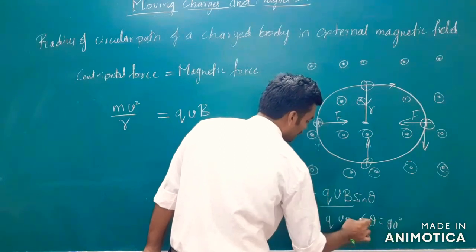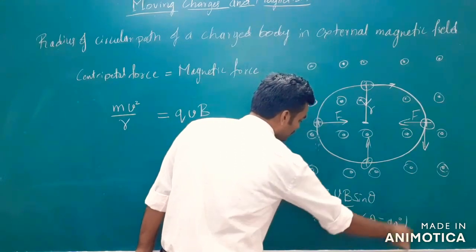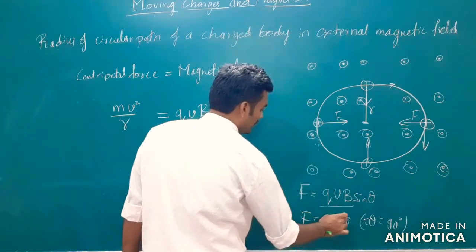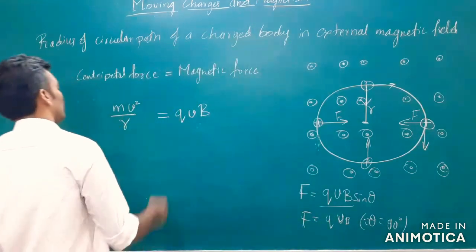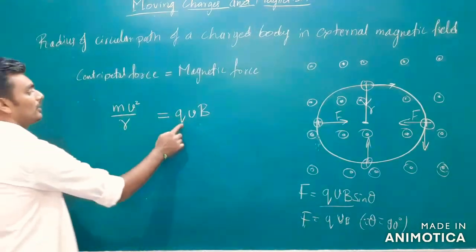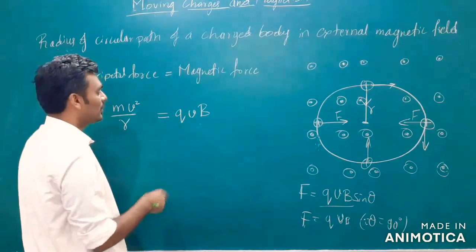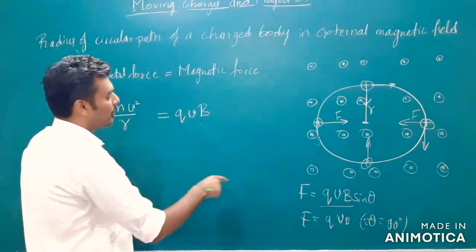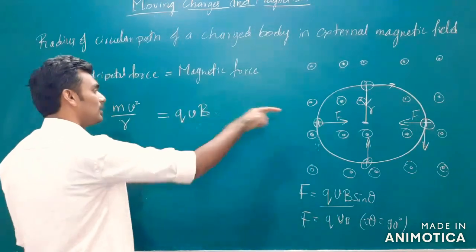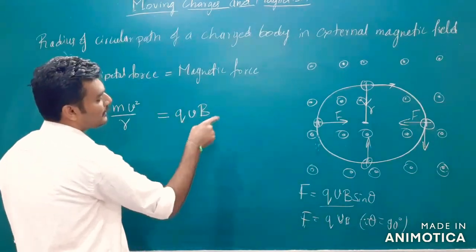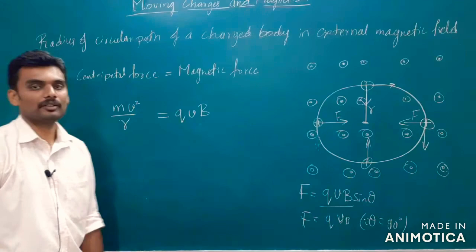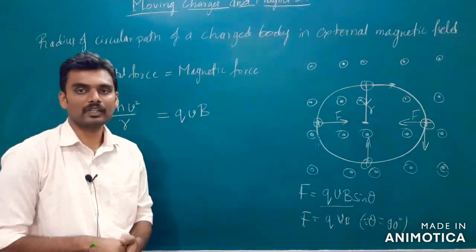Since theta is equal to 90 degrees, it is simply QVB, as sin 90 is 1. In this expression, Q is the charge on the body, V is the speed of the body in the circular path and the entering speed, and B is the magnetic field in which the body is moving. Clear?